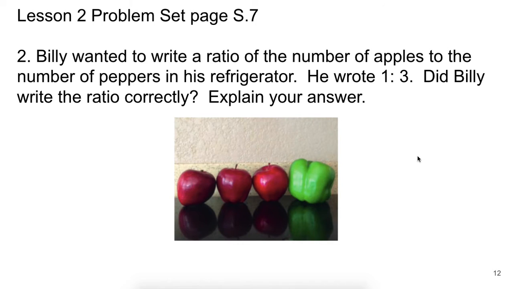This next one I really like. Billy wanted to write the ratio of the number of apples to the number of peppers in the refrigerator. He wrote the ratio of 1 to 3. Did Billy write the ratio correctly?